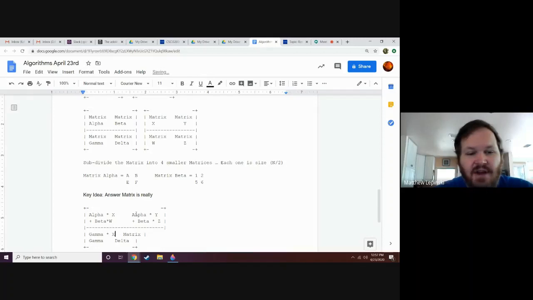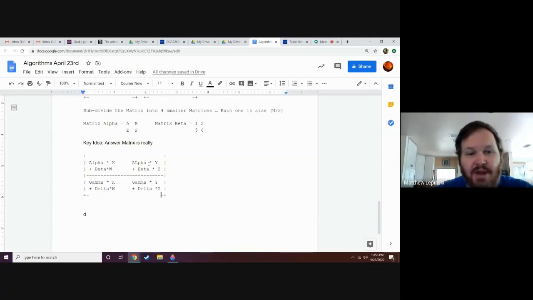So this is gamma times x plus delta times W, and then similarly over here, we now are doing gamma Y delta Z. So the bottom row and the rightmost column, this is gamma times Y plus delta times Z. So this is a 2x2 matrix, this is a 2x2 matrix, this is a 2x2 matrix, this is a 2x2 matrix, and if you stack them up into this configuration, you get a 16x16 matrix, which is the product.